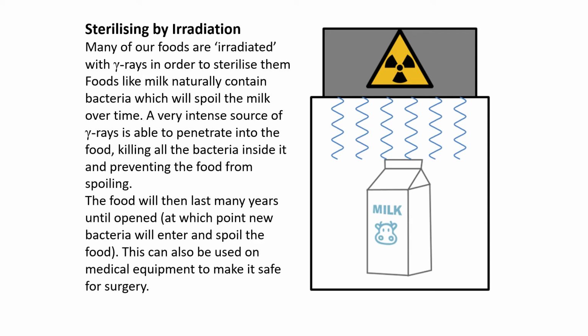So one use of gamma rays is sterilizing objects. Now, many of our foods are irradiated with gamma rays in order to sterilize them. Foods like milk naturally contain bacteria which will spoil the milk over time. A very intense source of gamma rays is able to penetrate into the food, killing all the bacteria inside it and preventing the food from spoiling. The food will then last many years until opened, at which point new bacteria will enter and then spoil the food. This can also be used on medical equipment to make it safe for surgery.